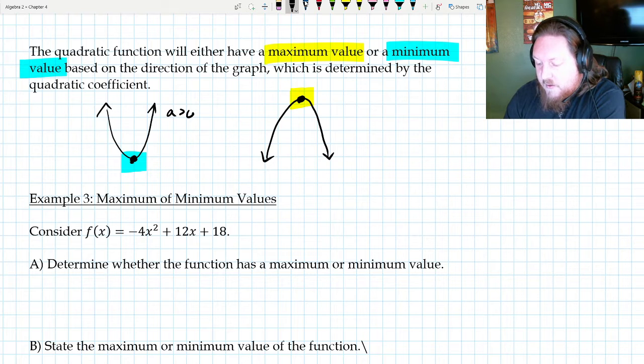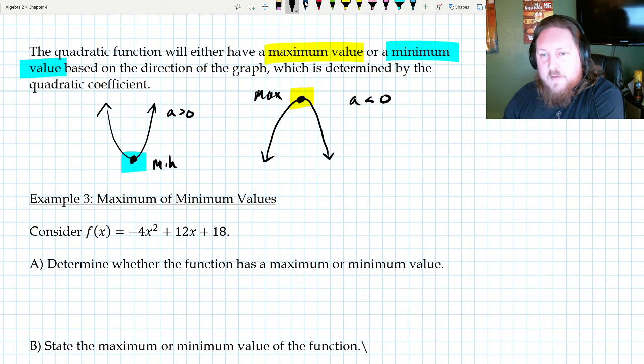If a is greater than 0, you've got yourself a minimum. If a is less than 0, you have yourself a max. So if that a value is positive, you have a min. If the a value is negative, you have a max. So just by looking at that part of the graph, you can tell.